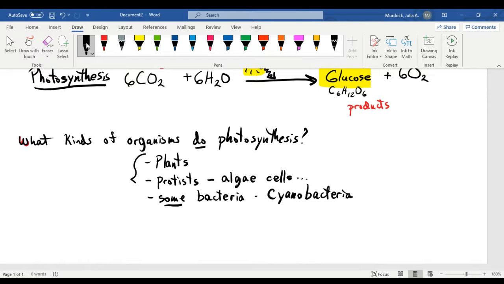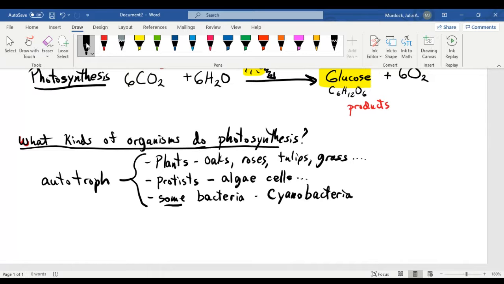So all of these: plants like trees, oaks, roses, tulips, grass, these are all plants, right? Obviously, they can do photosynthesis. Some protists like algae, some bacteria like cyanobacteria, anything that can do photosynthesis is called an autotroph, right? Called an autotroph. Okay. So those are the organisms that can do photosynthesis.